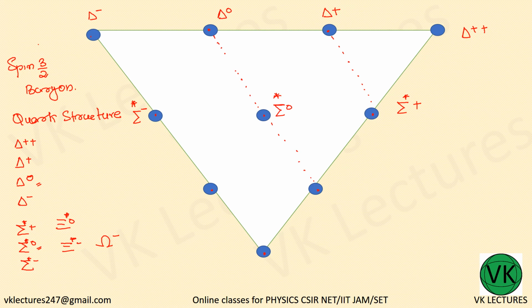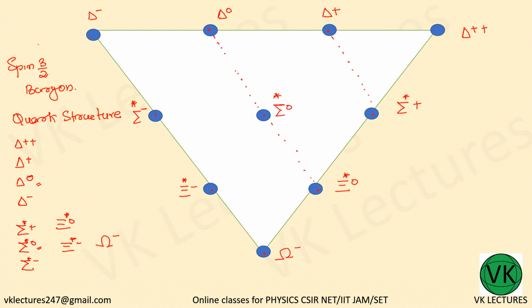Now once you have completed that, you have cascade naught star, again neutral charge, and after that you have cascade minus star, and once you are completed with all the others, we have only one left, that is omega minus.